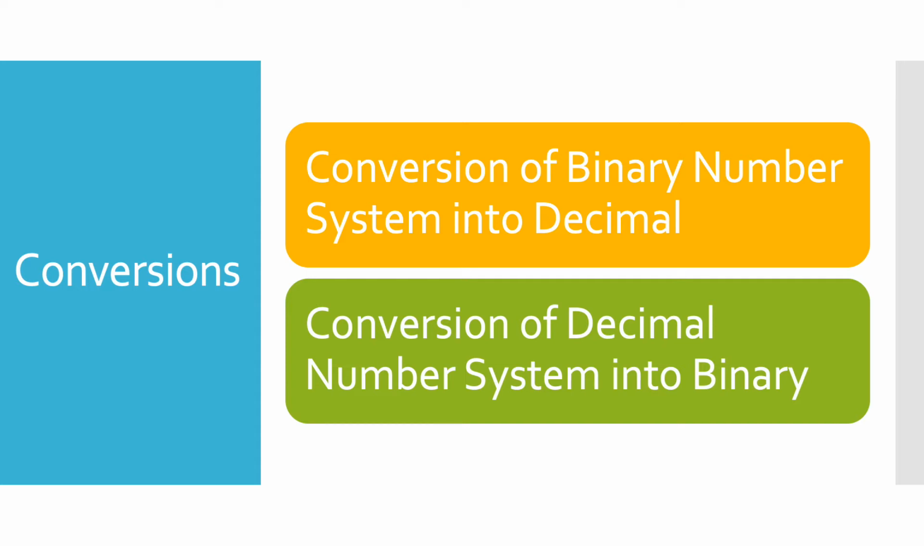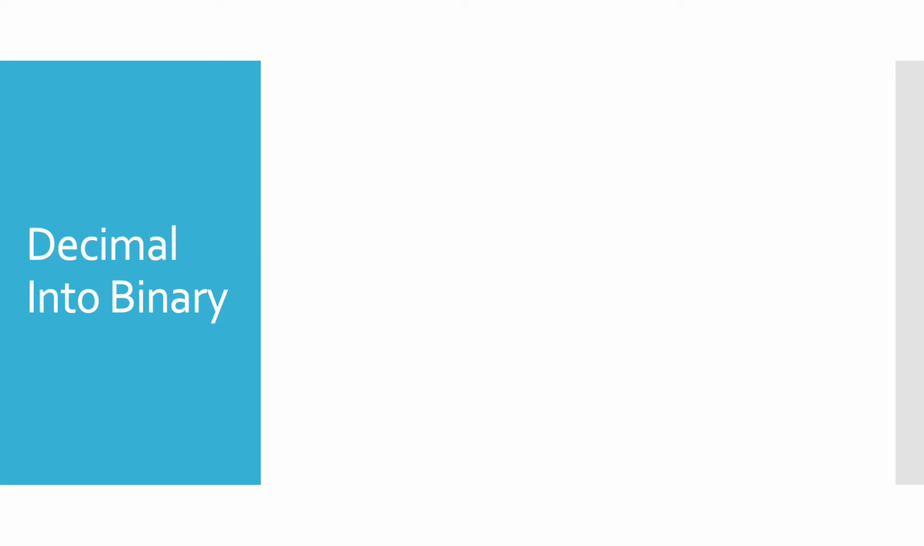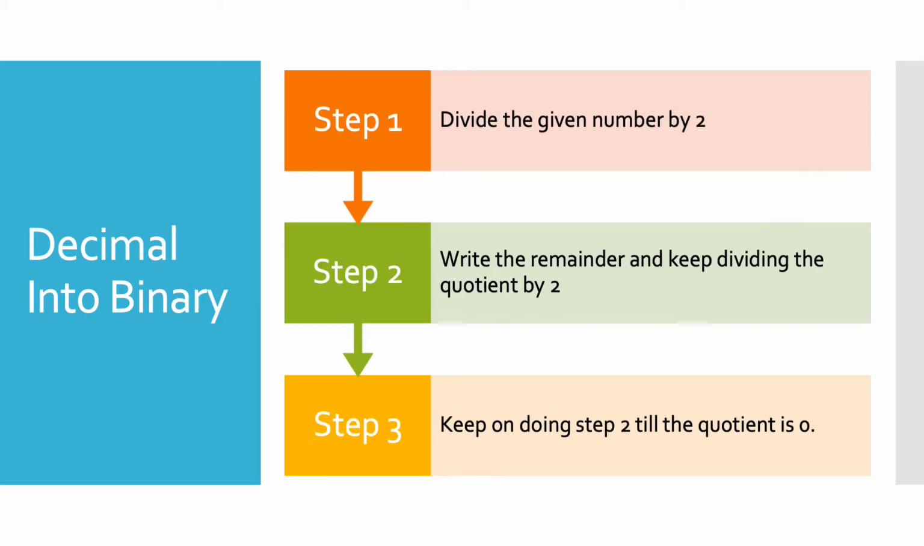So we are going to learn two types of conversions. First, binary number system into decimal number system, and second, decimal number system into binary number system. Let us start with decimal number system into binary number system. Let us look at the steps. These are the three steps that we need to understand to convert any number into binary.